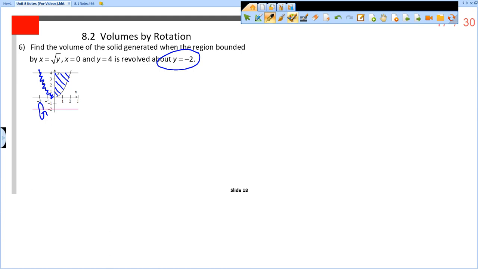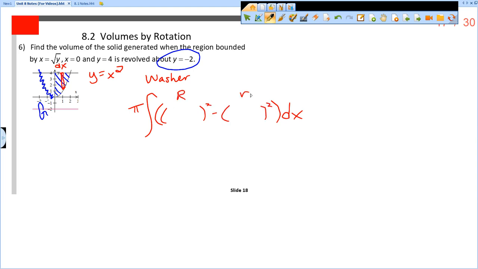So now that means I need to use a vertical rectangle. So now I need to use a dx rectangle. So what does that mean? Well, that means now that instead of x equals root y, I need y equals x squared, okay? Now, this is still a washer method problem. So I'm going to start with my pi times the integral, and then I have my big parentheses with respect to x now, dx. All right, and then I have big R squared minus little r squared, right? So big R, little r.